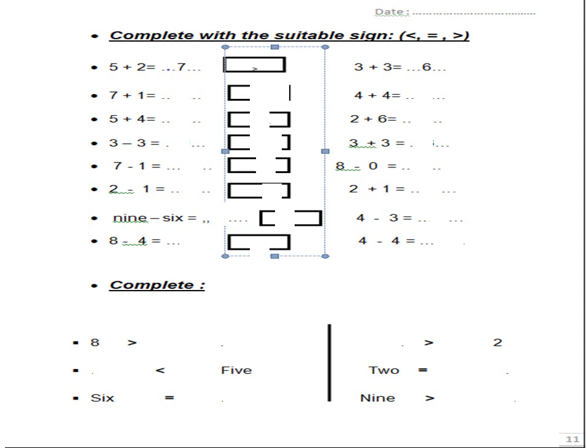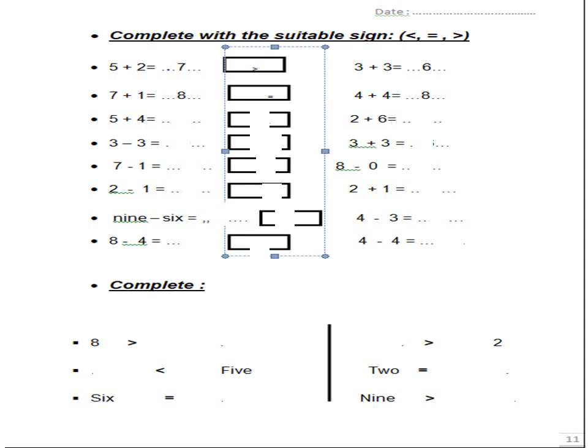The second one, 7 plus 1. After 7, it will be 8. 4 plus 4. 4 in your mind and 4 in your fingers, and start to count after 4: 5, 6, 7, 8. So it will be 8. 8 and 8, it will be the same. So the sign will be equal.